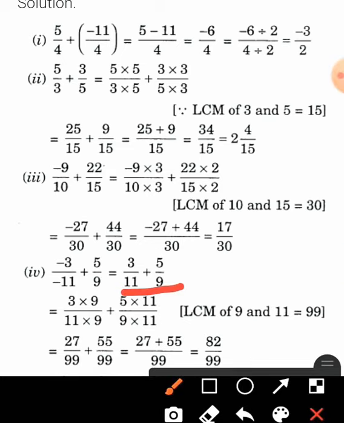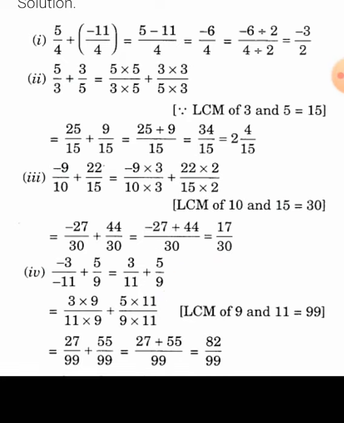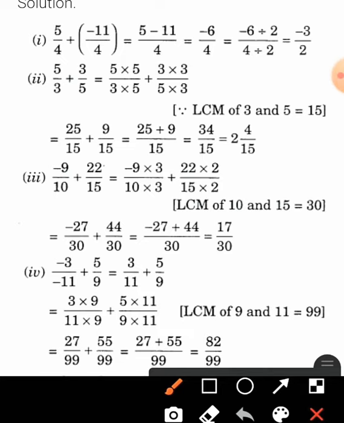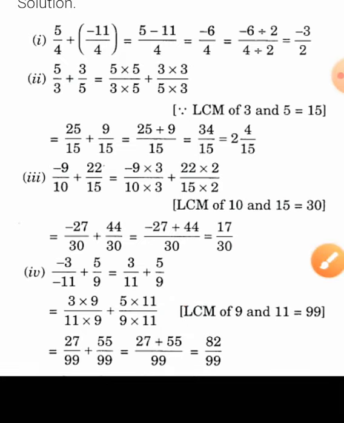Now we have to take the LCM. So 11 nines is 99. So your LCM will be 99. So the first fraction is 3 upon 11. So 11 how many is 99? 11 nines. So we will multiply the first fraction by 9. Okay, now the second fraction is 5 upon 9. So 9 how many is 99? Again 9 elevens are 99, so we will multiply the second fraction by 11.